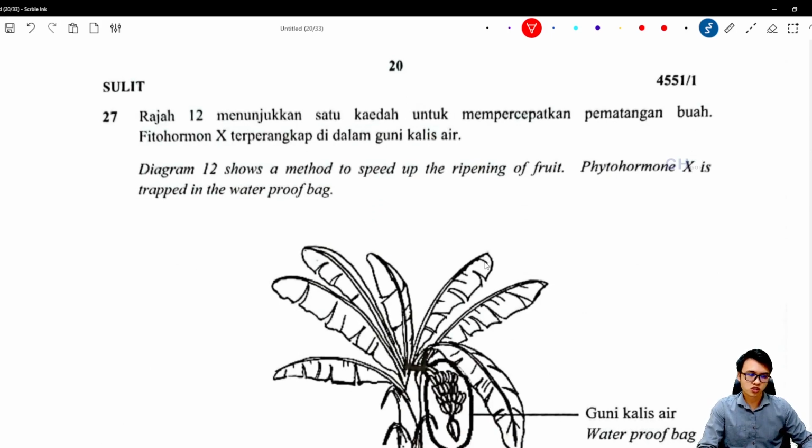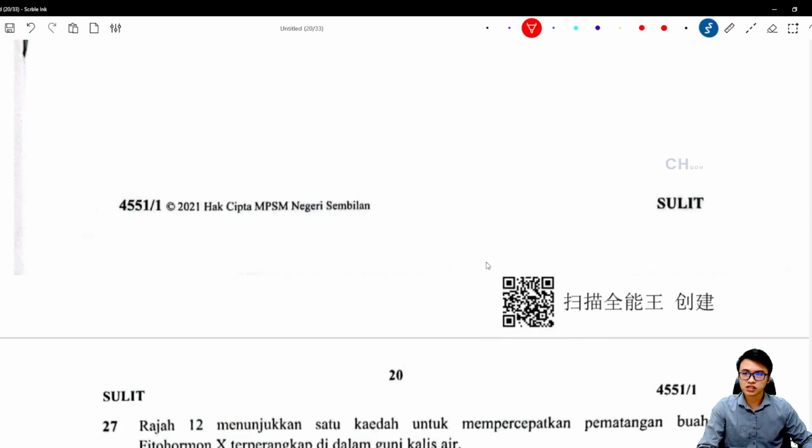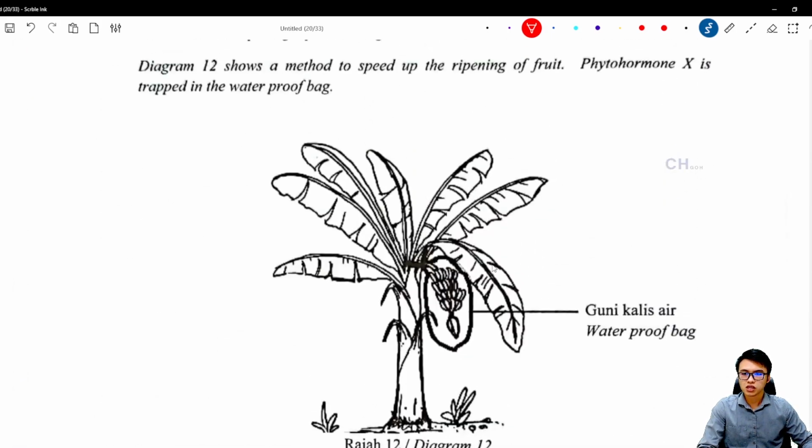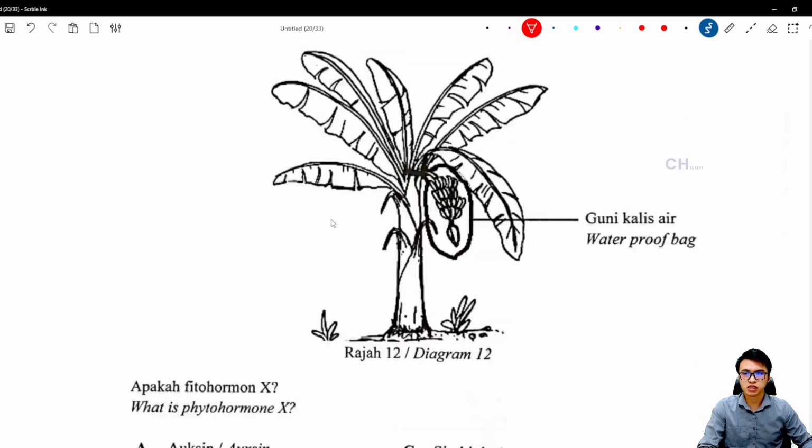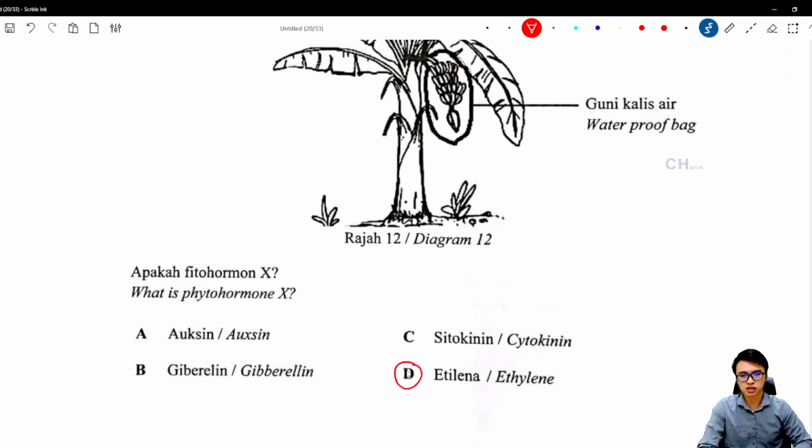Okay, question 27. So we have to speed up the ripening of fruit. Phytohormone X. When you see ripening of fruit, most of the time the answer here should be ethylene. Because they want to collect the gas, so that this gas can stimulate all the banana fruit inside the plastic bag to ripen.